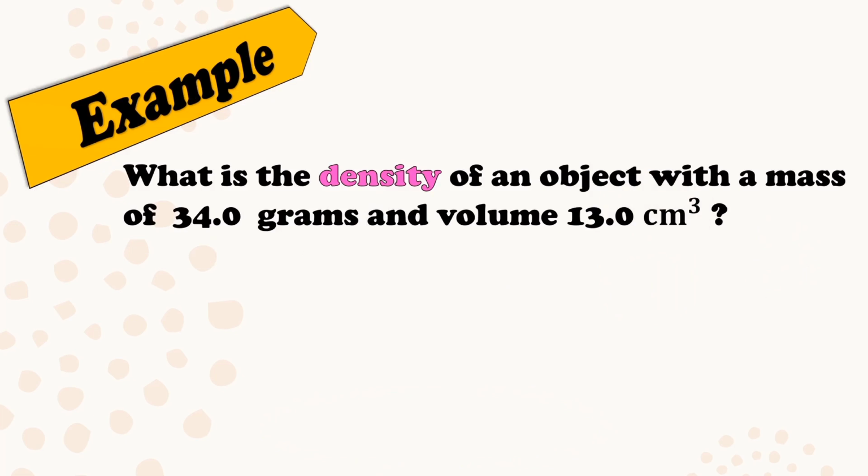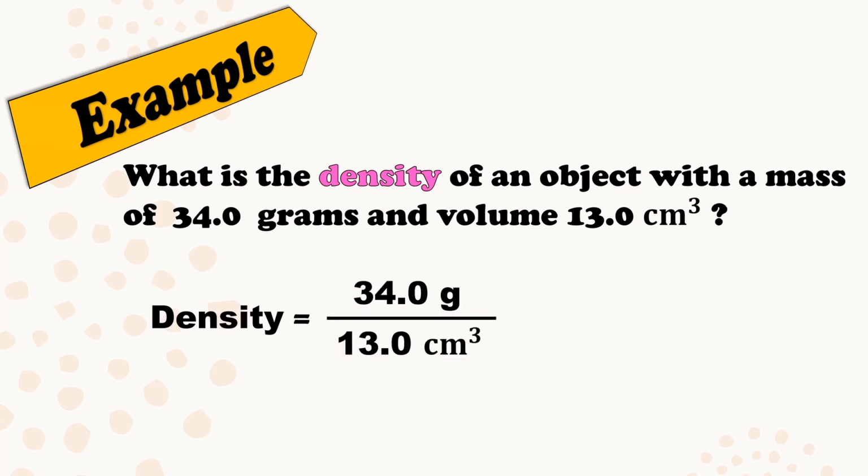Now consider an example. What is the density of an object with a mass of 34 grams and volume of 13 cubic centimeters? Well, density is equal to grams divided by the volume. And easily we get the answer of 2.62 gram per cubic centimeter.